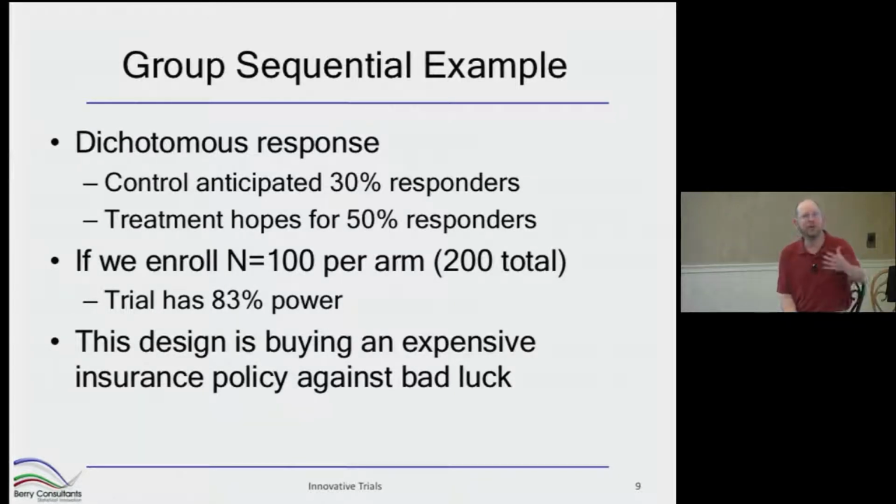So a standard way of conducting this is I would enroll 200 patients, 100 in each arm. At the end of it, I would do a standard kind of normal test. If my p-value is less than 0.025 one-sided, then I'd say, hey, the treatment is efficacious. Well, that requires 200 subjects. I'm going to try to convince you in a moment that what you've just bought is a horribly expensive insurance policy against bad luck, and you typically don't need it.